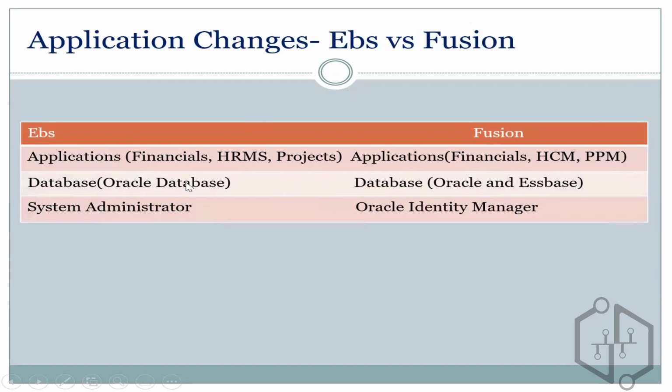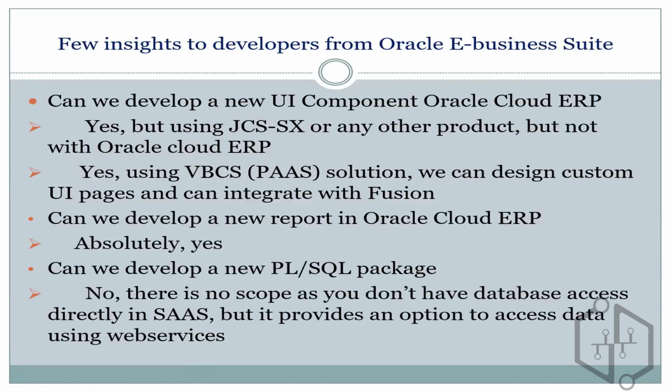In EBS, we have the Oracle database. In Oracle Fusion, we have the Oracle database and Essbase. In EBS, we have system administrator. In Fusion, we have Oracle Identity Manager. So this is the way the application changes between EBS versus Fusion.